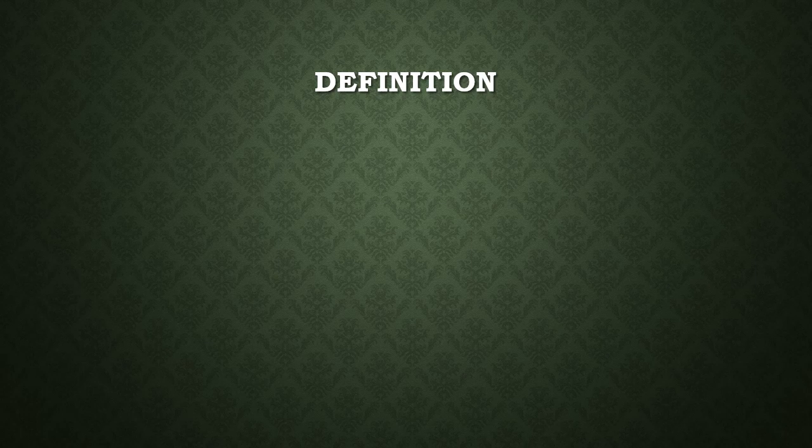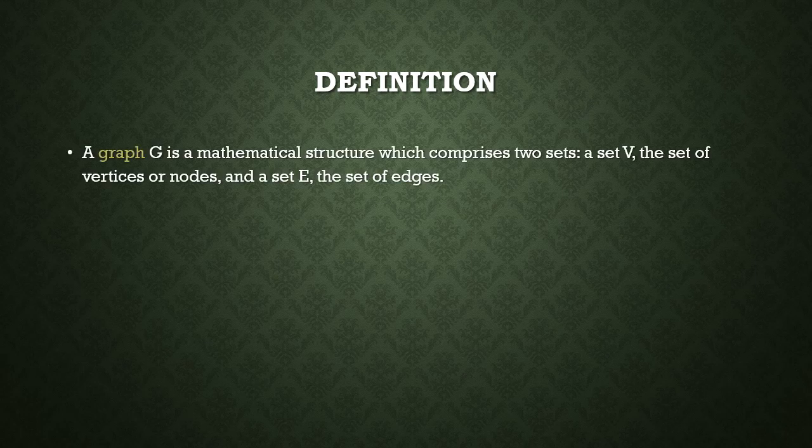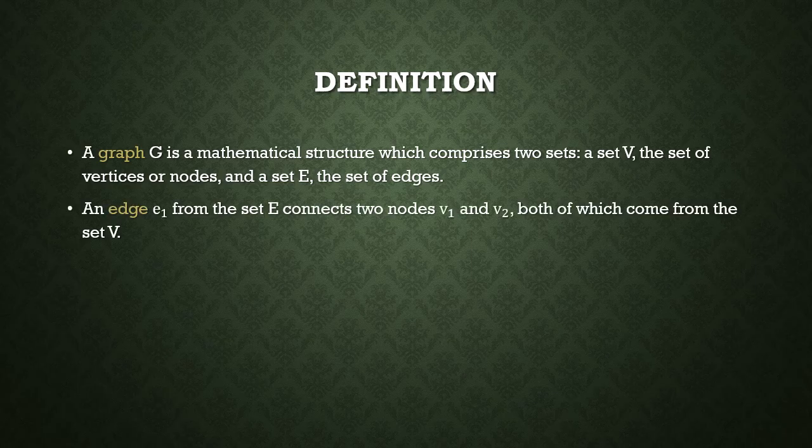Have a look at the definition. A graph G is a mathematical structure which comprises two sets, a set V, the set of vertices or nodes, and a set E, the set of edges. An edge E1 from the set E connects two nodes V1 and V2, both of which come from the set V.